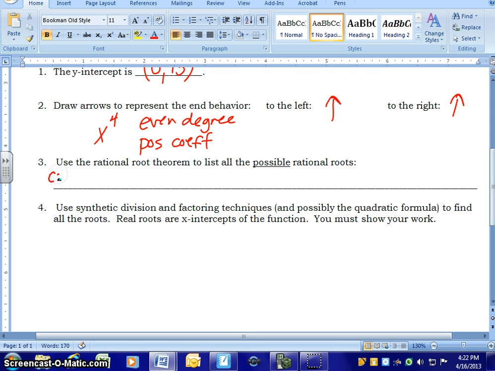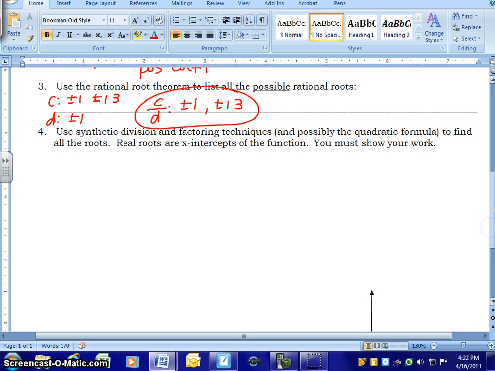Then use the rational root theorem to find all the possible roots. We know the factors of 13 are 1 and 13, and then the factors of the leading coefficient are plus or minus 1. If you divide them, you get plus or minus 1 and plus or minus 13. So those are all the possible roots that we could have. If we don't have a calculator to use, our guess and check method is going to have to work. If those are our possible rational roots, we're going to start with synthetic division.